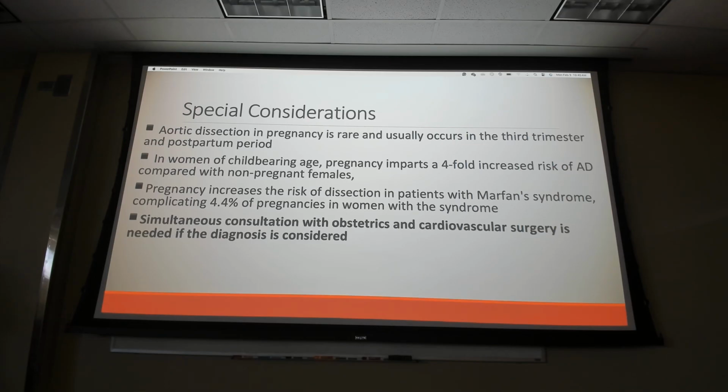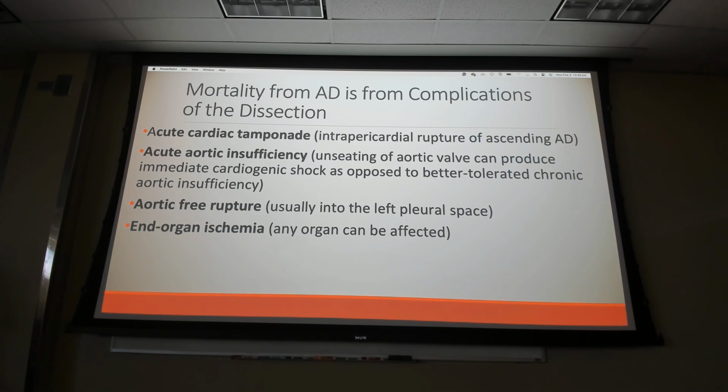What happens if it's a pregnant lady? Remember I said third trimester of pregnancy is a risk factor for dissection in a woman that didn't have an underlying connective tissue disorder. Just pregnancy alone puts so much stress on the body. We have to call obstetrics and CT surgery at the same time. And if this pregnant lady has an underlying connective tissue disorder, she's at even higher risk for aneurysm and dissection, so that's bad.